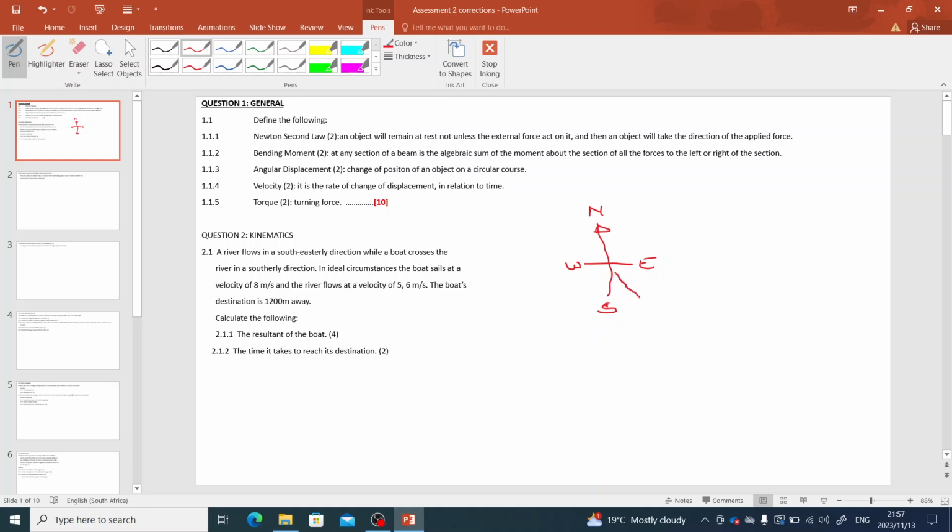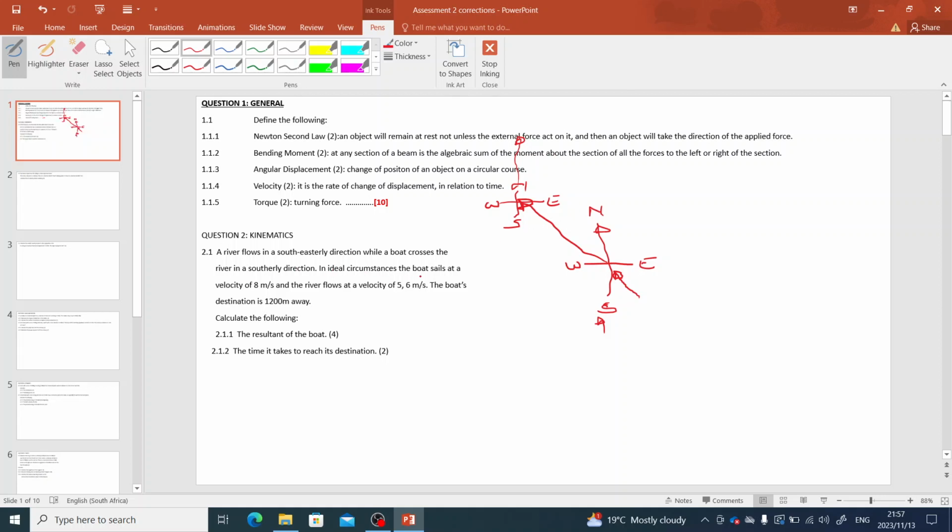Southeasterly, we know that it is flowing from that direction. At what speed? While a boat crosses the river in a southerly direction. Now, the southerly direction is the direction from south to north. Then you make your second Cartesian plane. This is north, east, south, west. It's going where? North.